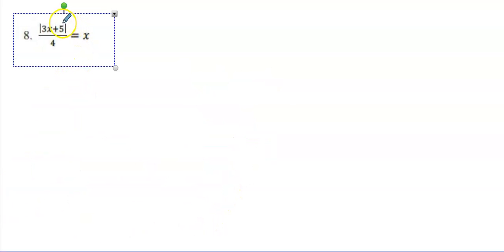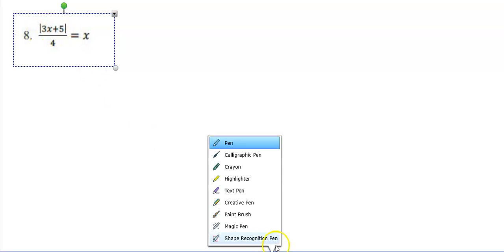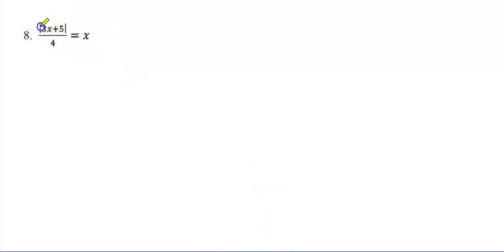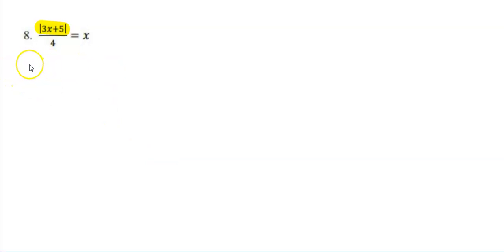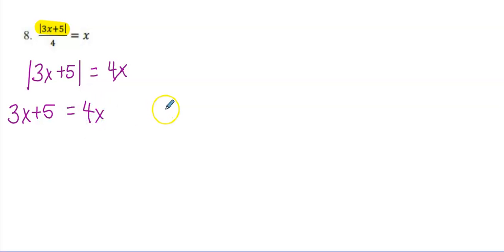Number 8, the absolute value is not isolated. Let's look at what the absolute value is that we need to isolate. We need to make sure that this part right here is by itself. So we have it divided by 4. So we need to multiply times 4 on both sides. Keeping it in the absolute value, I isolate that, and then I can take it out. 3x plus 5 doesn't change. What's on the right does. So we have +4x, -4x. Now let's solve for x.